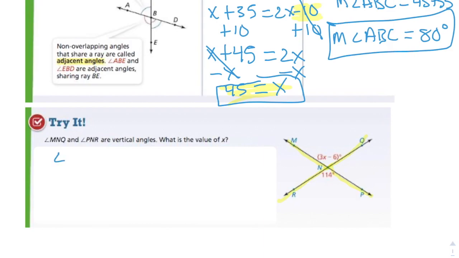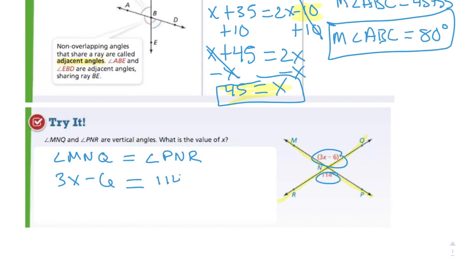So I can say angle MNQ equals the angle PNR. MNQ I know is 3x minus 6. I'm going to set that equal to PNR, which is 114.